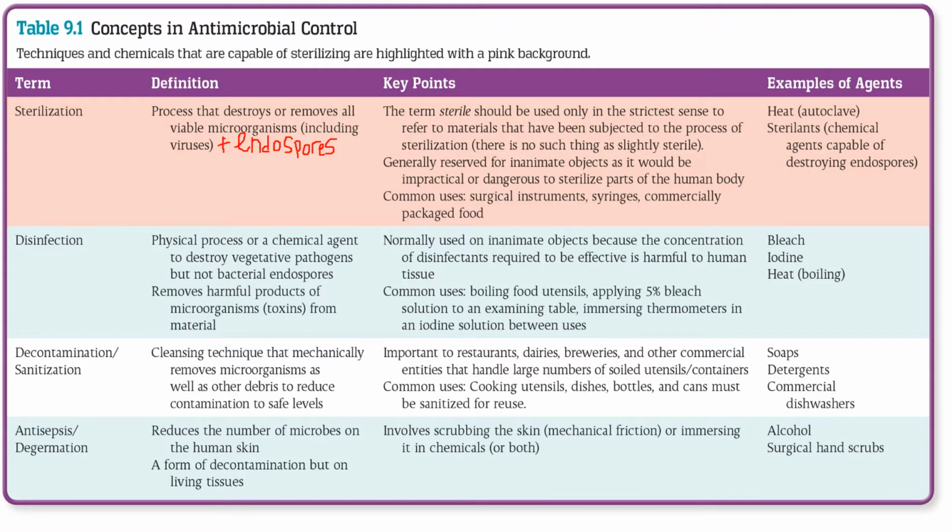Let's talk about a few terms. The first one we're going to discuss is sterilization. Sterilization is the most extreme protocol used to control microbial growth. It is the complete removal, or killing, of all vegetative cells, viruses, and endospores. So it's the complete killing and removal of the microbes.